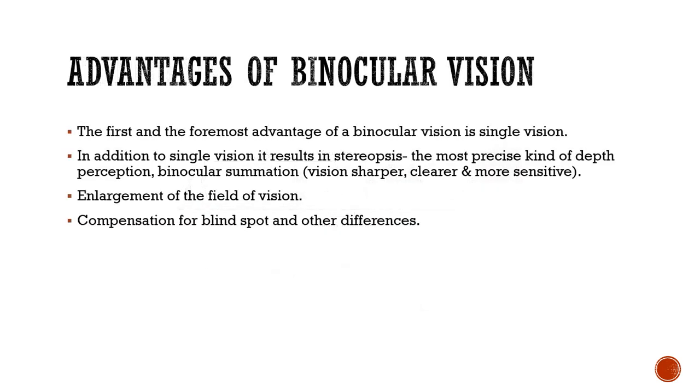So what are the major advantages if an individual has binocular vision? The first and foremost is that the individual gets single vision. The next is that vision gets sharper, clearer and more sensitive, and very detailed information can be perceived. There is also enlargement of the field of vision, since using both eyes gives a larger field of view, and even the blind spot and other differences can be easily spotted.